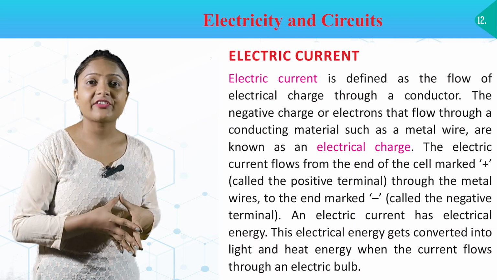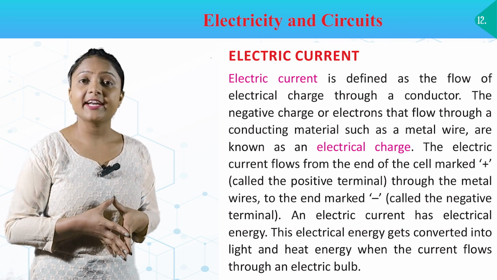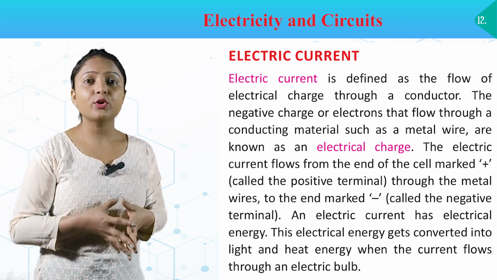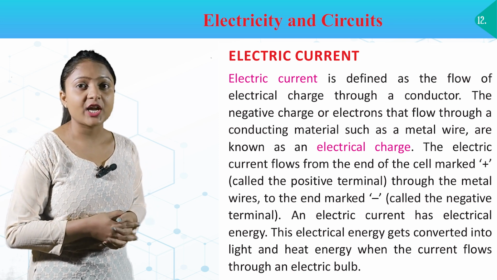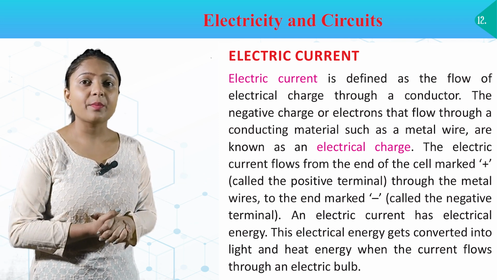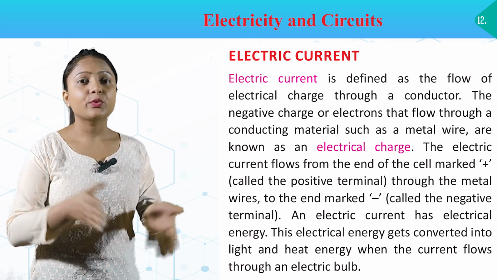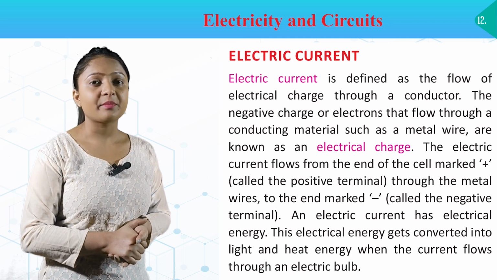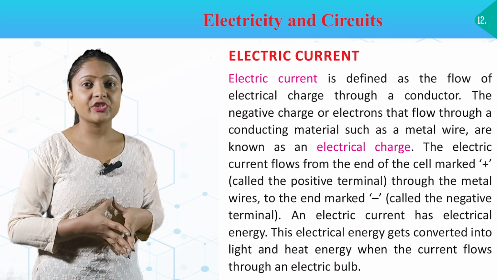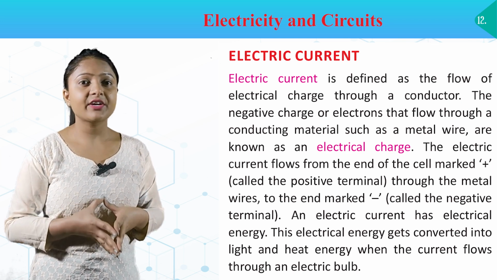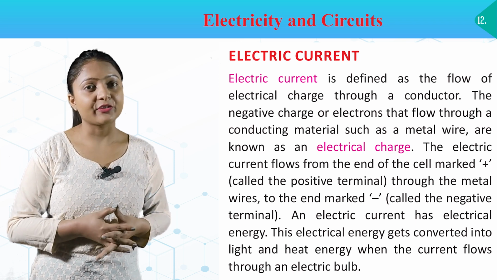Electric current. Electric current is defined as the flow of electrical charge through a conductor. Negative charges, or electrons, flow through a conducting material such as a metal wire. The electric current flows from the end of the cell marked plus, called the positive terminal, through the metal wires to the end marked minus, called the negative terminal. An electric current has electrical energy. This electrical energy gets converted into light and heat energy when the current flows through an electric bulb.